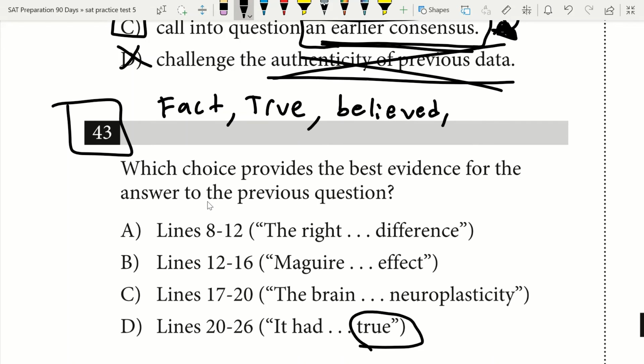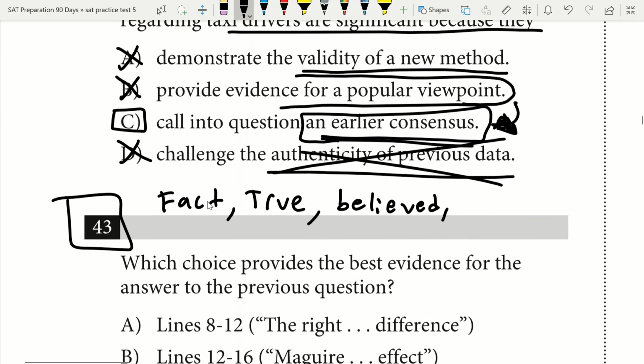And the other thing I see is I have past tense. I see I have the word had. Had is in the past tense. So now I have past tense and the word true. Thus, in the past, they probably believed something was true, right? Thus, calling into question an earlier consensus, something people previously believed had been true. So that's where I would start.